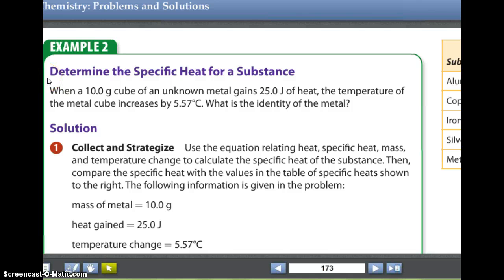Example 2, determine the specific heat for a substance. When a 10-gram cube of an unknown metal gains 25 joules of heat, the temperature of the metal increases by 5.57 degrees Celsius. What is the identity of the metal?